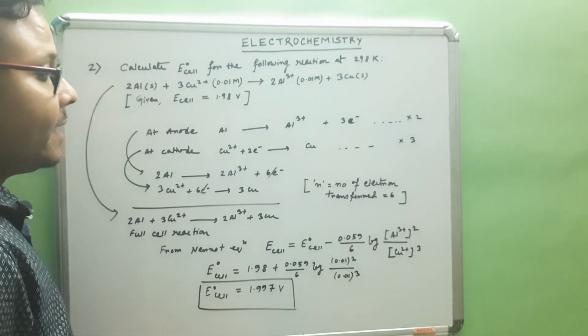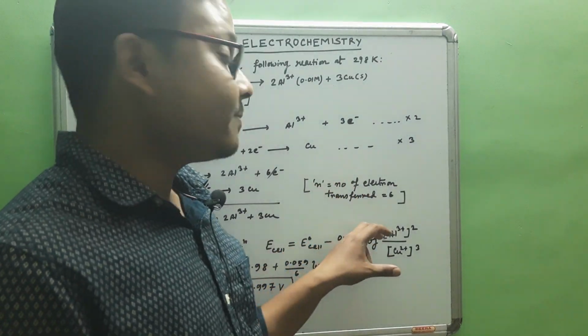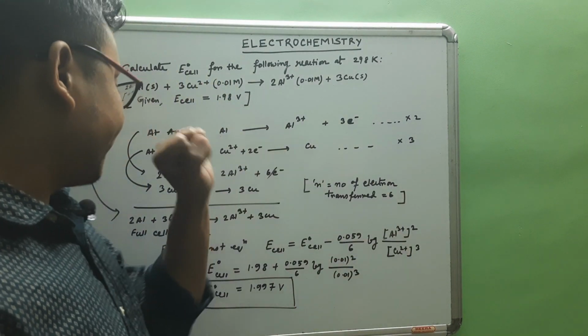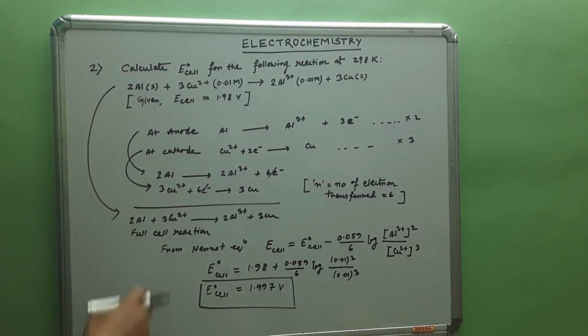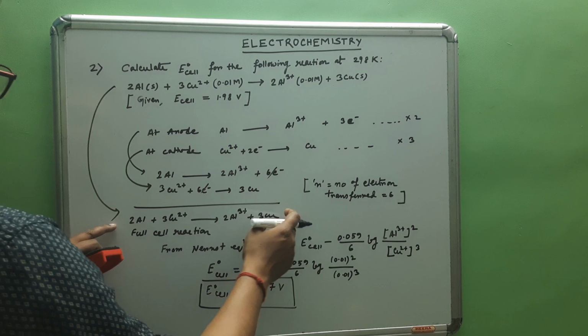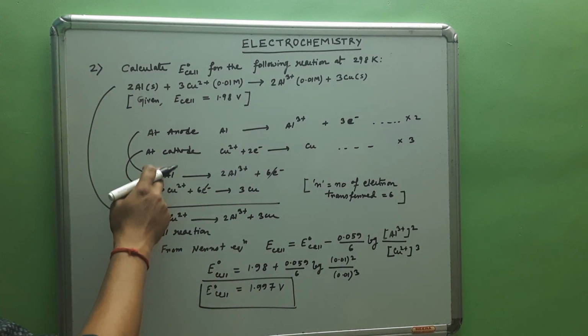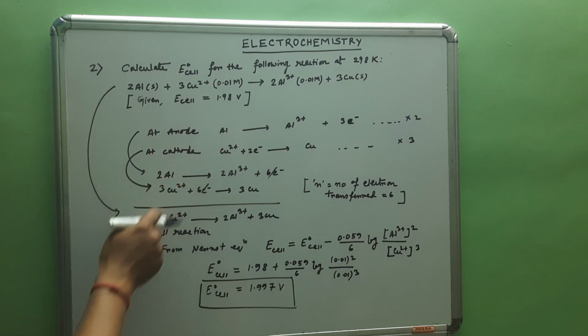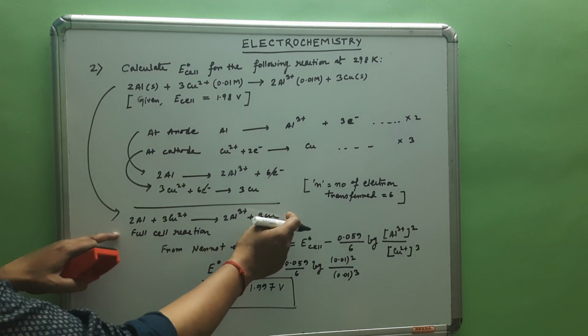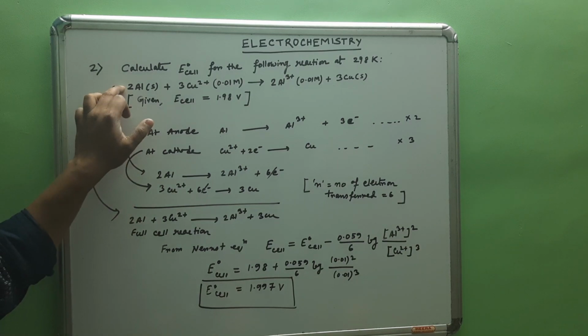So n is the number of electrons transferred. What is the number of electrons transferred? It is 6. If you add the anode part and the cathode part, you get the full cell reaction. This matches with our given full cell reaction.